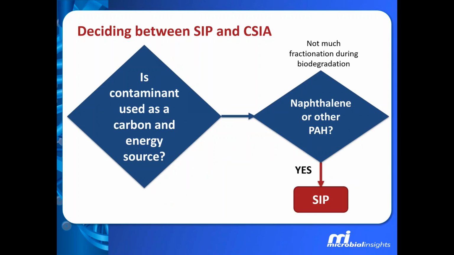Well, let's go then to compounds that are being used as carbon and energy source. For most of these compounds, your choice is going to be stable isotope probing. For example, things like naphthalene, PAHs, etc. When you've got a large compound like this, it's hard to see very much fractionation during biodegradation. And in that case, stable isotope probing becomes your only choice for establishing biodegradation of the target compound or contaminant.